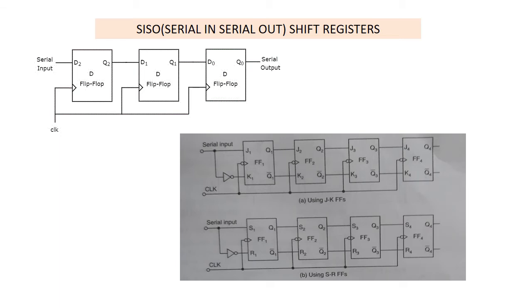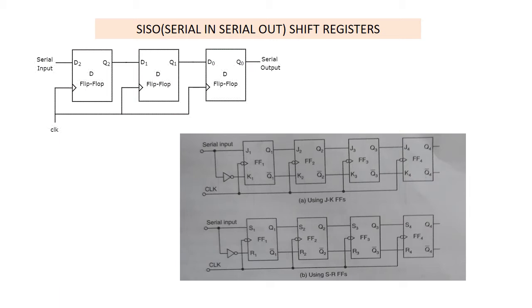A number of flip-flops connected together such that data may be shifted into and shifted out of them is called a shift register. Data may be shifted into or out of the register either in serial form or in parallel form, and hence the four basic types. Now we can see each of the types in detail. The first one is called serial in serial out shift register or SISO. This type of shift register accepts data serially, one bit at a time, and also outputs data serially.